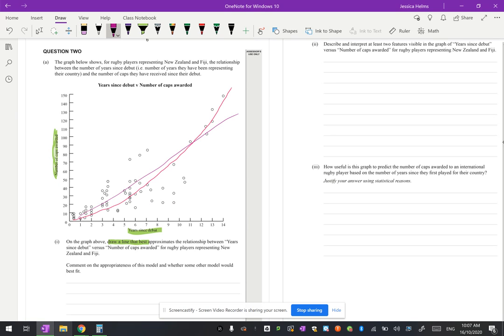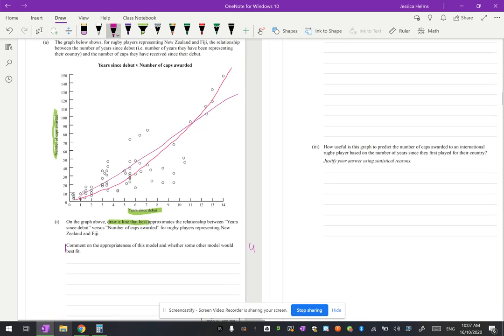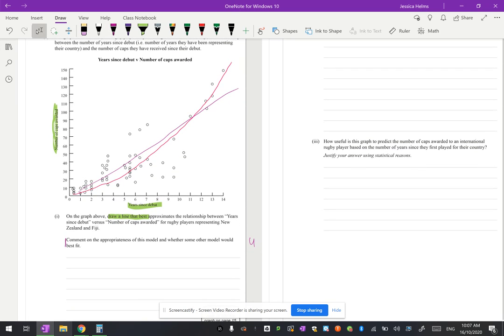Then it says to comment on the appropriateness of this model and whether some other model would best fit. So they want you to draw a line, and if you draw a line that looks like a good model, that would give you an achieved for this. But then if you go on to comment on it, that would give you the merit for it.